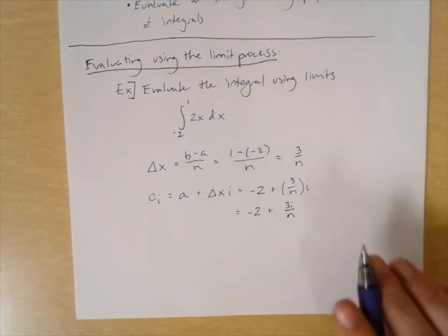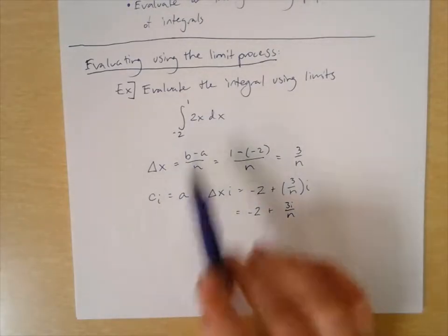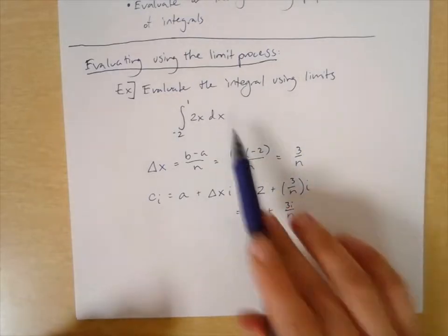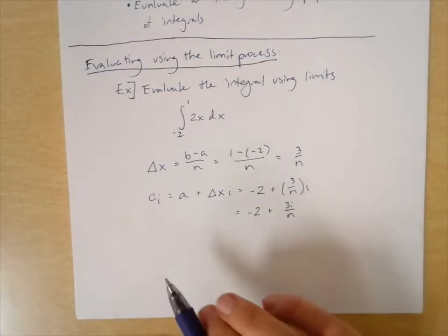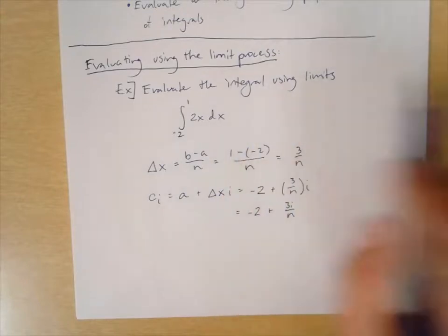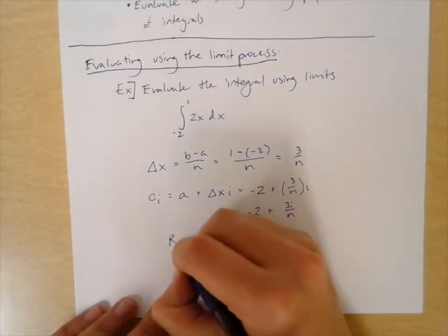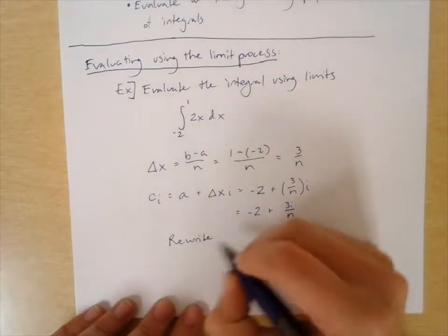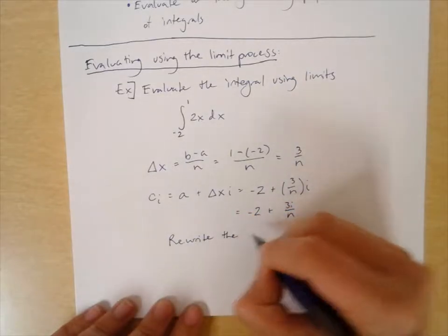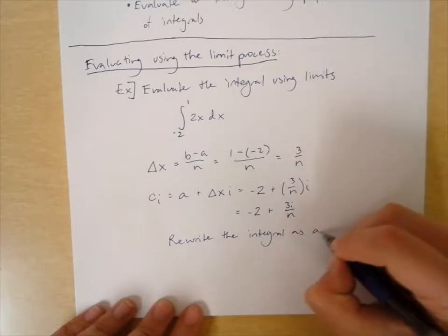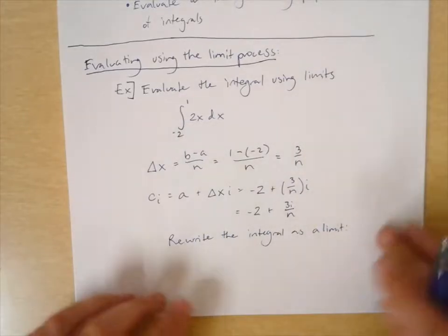So, we did practice in class today going from the integral to the summation, or going from the summation to the integral form. Right now we're going to kind of go backwards. We're going to go from the integral to the summation form. So here's how we do that. Again, this step is just rewriting the integral as a limit. And here's how we do that.